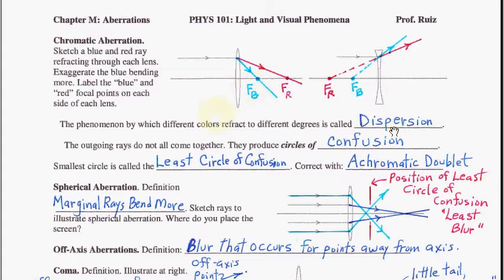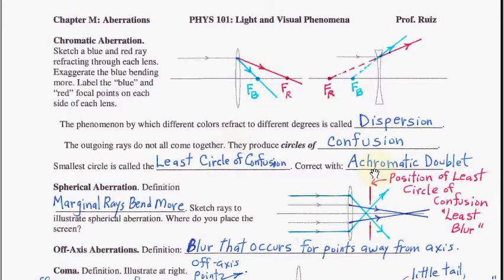That's called dispersion, the fact that the color is spread out, and circles of confusion refer to where there's blurriness. When the blue is sharp, the red is fuzzed out, and when the red is sharp, the blue is fuzzed out. The least circle of confusion is somewhere here between the blue and the red, a compromise.